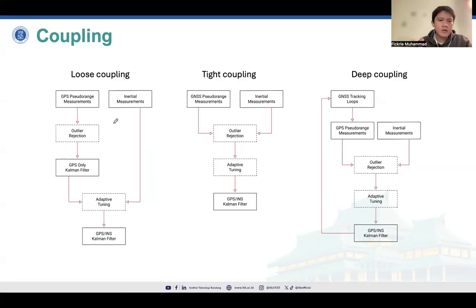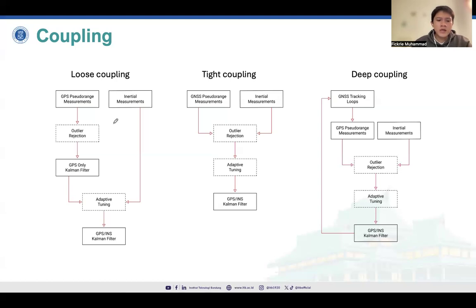Yes, basically it doesn't directly access the raw measurement data, so only pseudo range or carrier phase. So the INS doesn't really integrate the measurements of the pseudo range from the GNSS or the range from the acoustic positioning system, for example. In tight coupling, it deals with that more deeply.